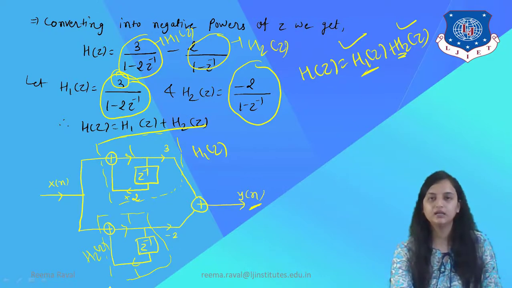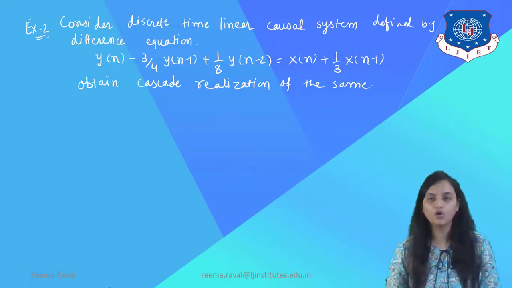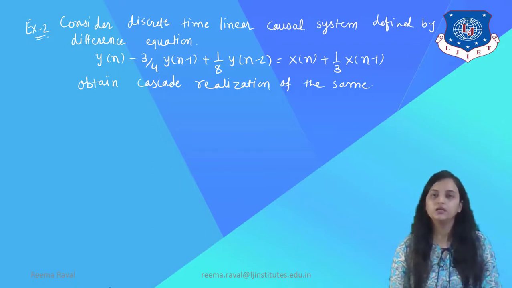Now let's see one more example. Here the question is to consider a discrete time linear causal system which is defined by the difference equation y of n minus 3 by 4 y of n minus 1 plus 1 by 8 y of n minus 2, that is equal to x of n plus 1 by 3 x of n minus 1. Here it is asked to obtain the cascaded realization of the structure.